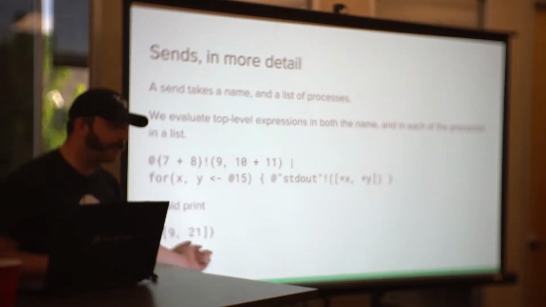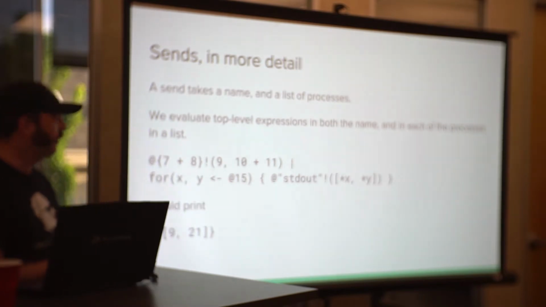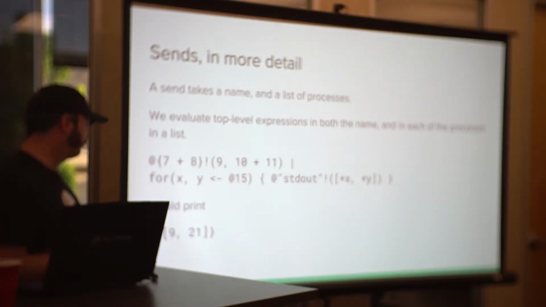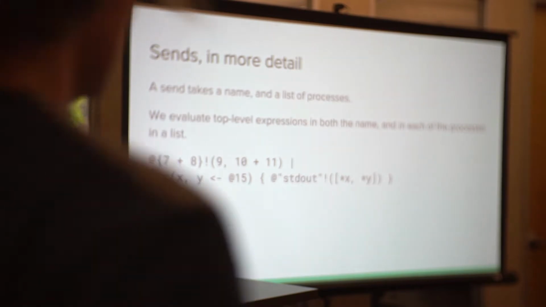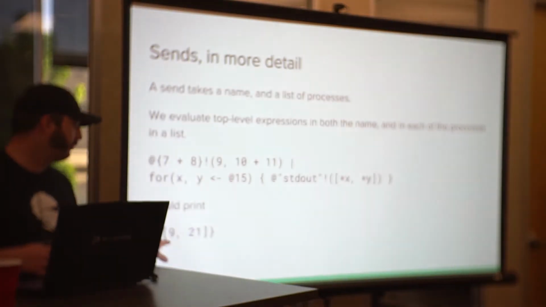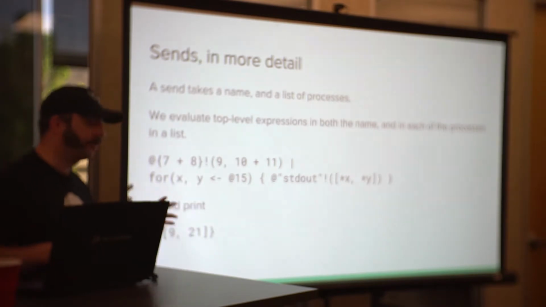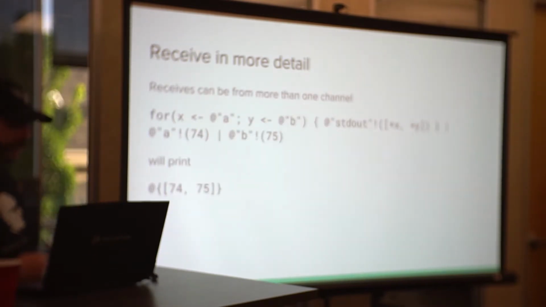And this is the actual output. I checked it while I was working on these slides this afternoon. So it actually prints out the list 9 and 21. This is just an artifact of, it should just print the list 9, 21. So that's some more detail about sends, receives.